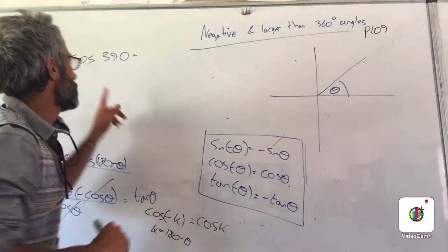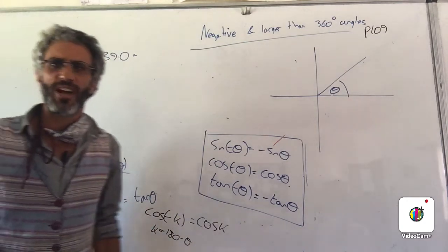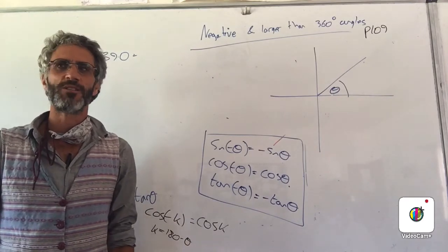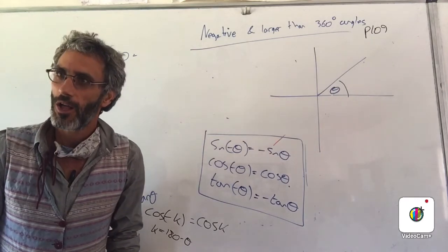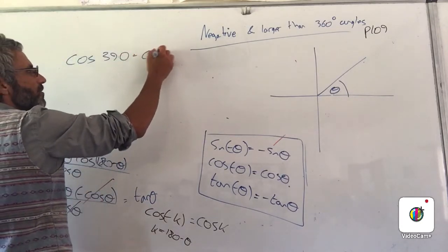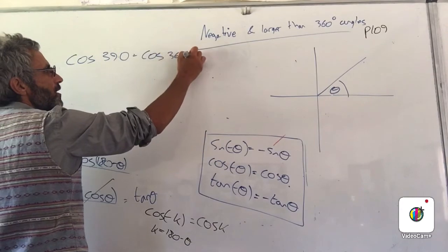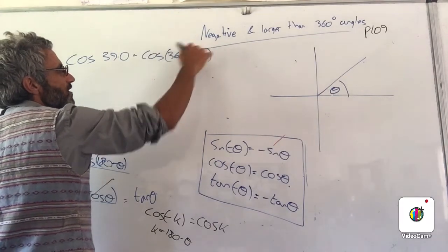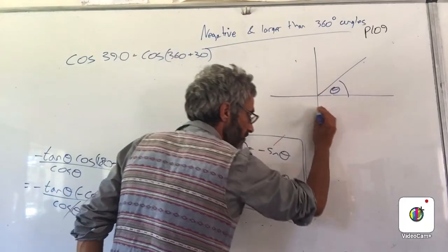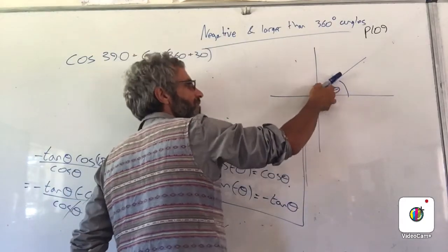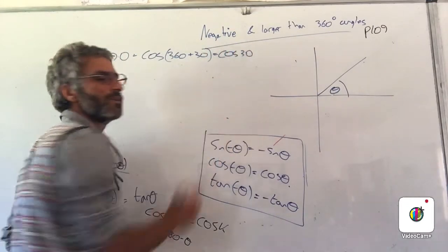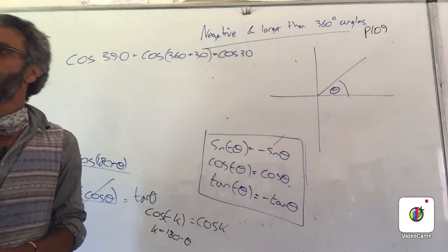Let me start with a question. Cosine 390. What does that mean? I'm going over 360 degrees, all the way around, and 30 more. Good. Cosine 390 is basically 360 plus 30, right? What is 360? I'm going from the x-axis, I come back here, and I'm going another 30. So that's just simply cosine 30. I just did the whole revolution.